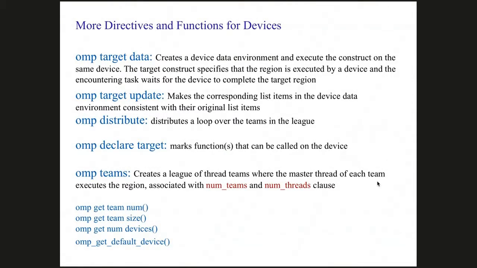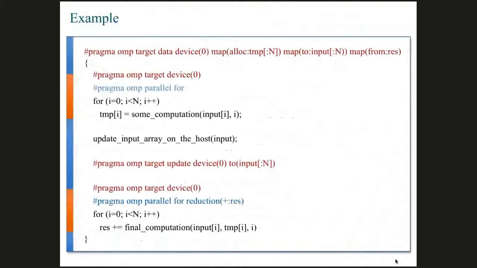afterwards. They have the target data construct, target update, distribute, and the teams construct. The teams construct creates a league of thread teams where the master thread of each team executes the region associated with it. You can get the number of teams and number of threads, and you can actually set up the size of it. So they provide multiple ways to control it.